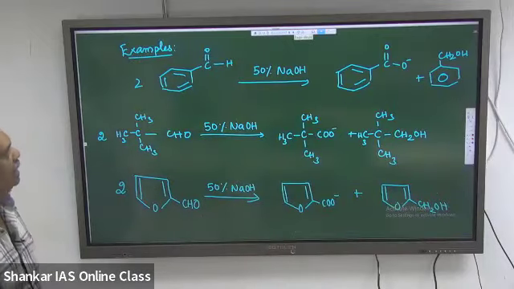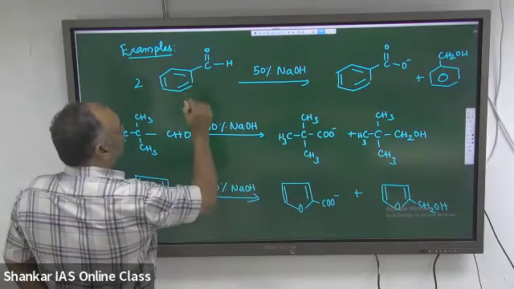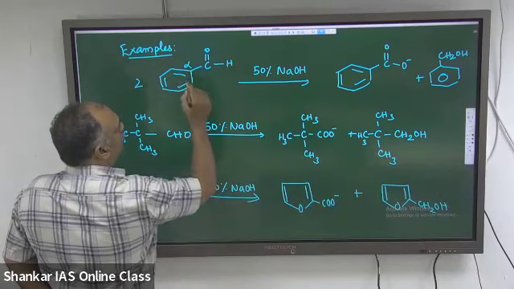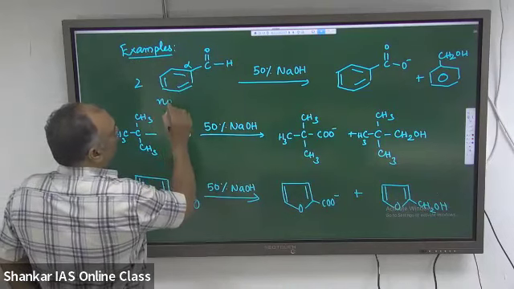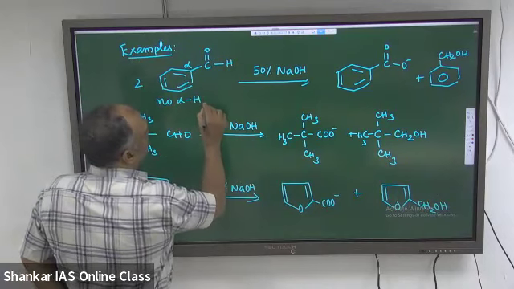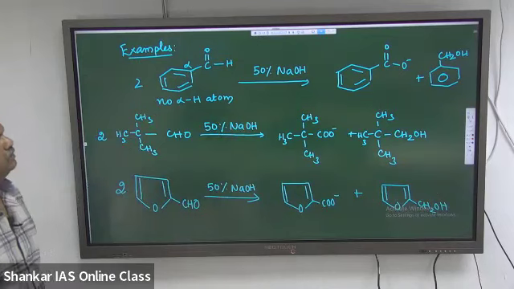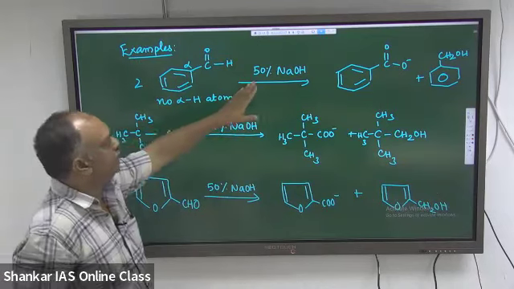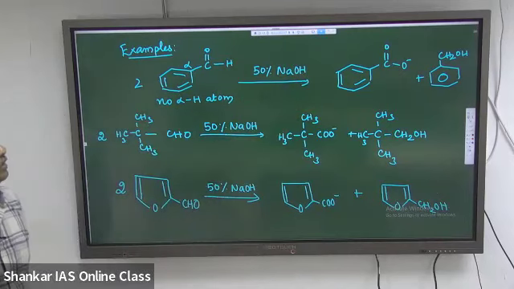Okay, another example is benzaldehyde. Again, this is the alpha carbon, and this alpha carbon contains no hydrogen. So this molecule contains no alpha hydrogen atom. In the presence of 50% NaOH, it is expected to undergo Cannizzaro reaction.